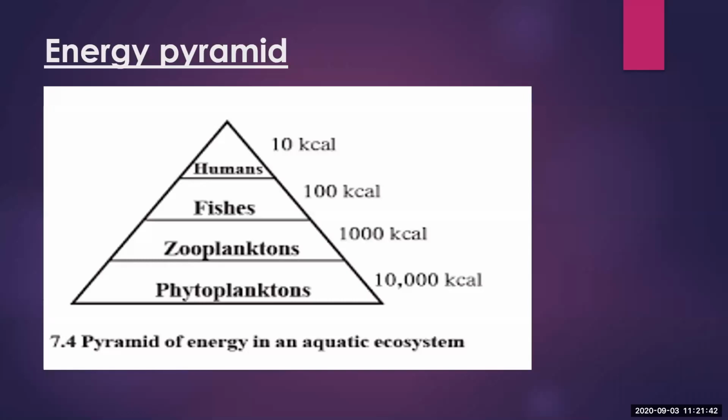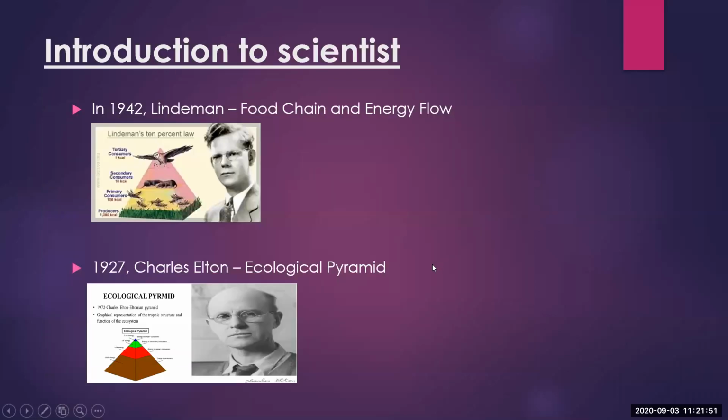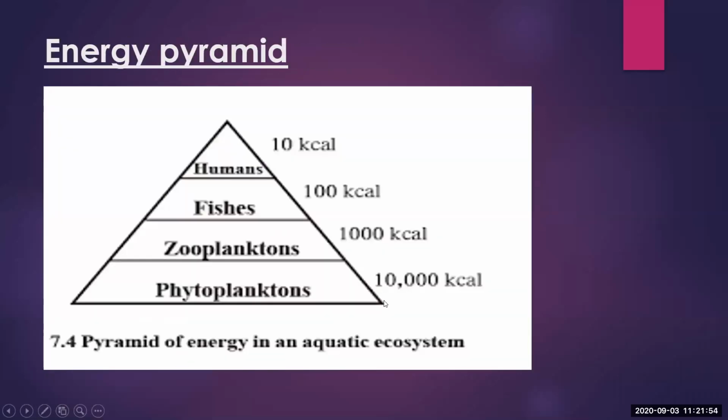You can see here phytoplankton. This is the pyramid of energy in an aquatic ecosystem. Aquatic means what? Oceanic, or you may say marine ecosystem. You can see at the base there are 10,000 kilocalories of energy, which decreases to 1000 kilocalories. Then this 1000 kilocalories further decreases to 100 kilocalories, and further it remains only 10 kilocalories. At the base it is more, that is 10,000 kilocalories. It decreases to 1000, then to 100, and as it goes above it remains only 10 kilocalories.